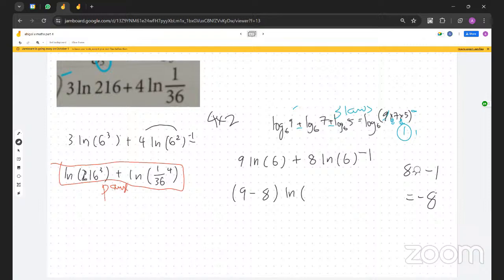I told you, use a let. It will make your life much easier. Let's use let to make our life easier. Let something be y. What will help you with a let here? Let what be y? ln of 6. Yeah, go ahead, ln of 6.